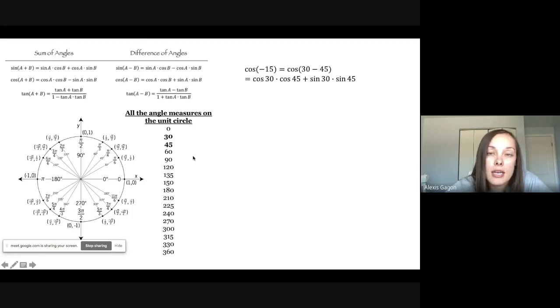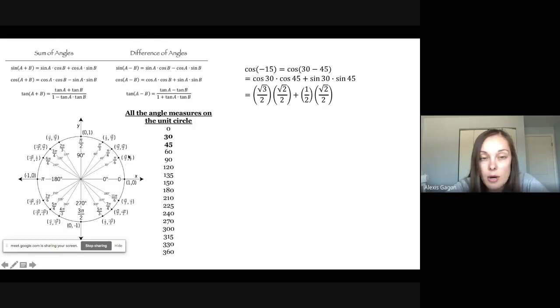So if you go to 30 degrees, remember cosine is your x value, sine is your y value. So the cosine at 30 degrees, the x value at 30 degrees, is square root of 3 over 2. The x value at 45 degrees is square root of 2 over 2. And then the y value at 30 degrees is 1/2. The y value at 45 degrees is square root of 2 over 2.